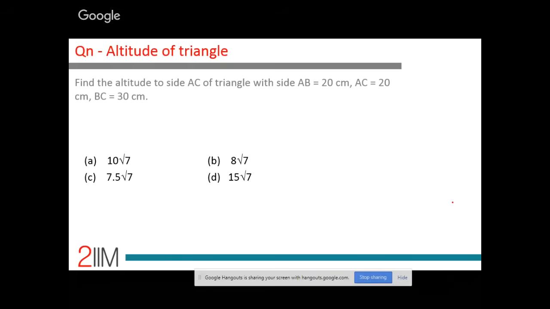Find the altitude to side AC of triangle with side AB equal to 20, AC equal to 20, and BC equal to 30. Two sides measuring 20 and the third one being 30. We want altitude to the side AC. We want to draw a perpendicular from B to AC and know how much it measures.